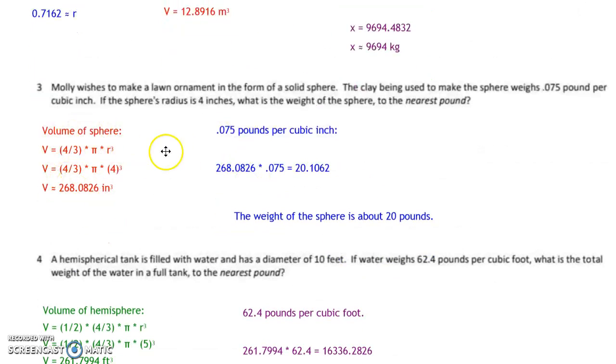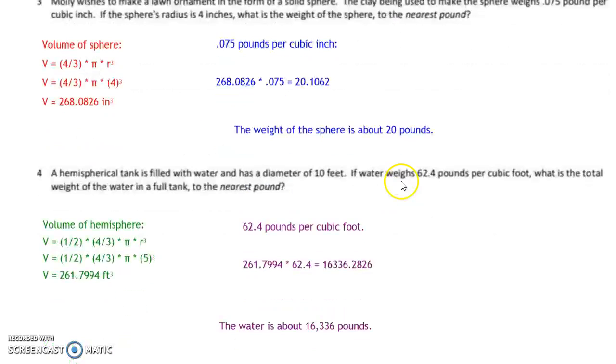Here we're finding the volume of a sphere, and if we know that it's 0.075 pounds per cubic inch, that means we're multiplying the amount of cubic inches by the amount of pounds per cubic inch. It's about 20 pounds. Not that heavy.